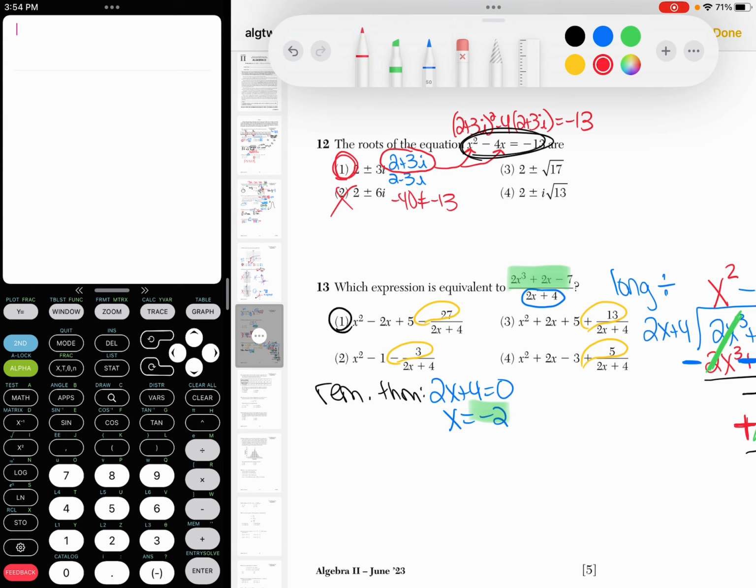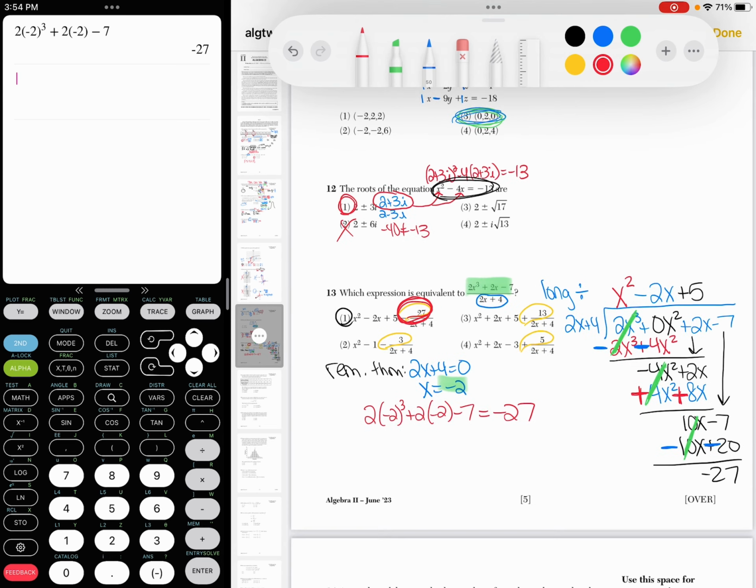So everywhere I see an x, I'm going to put a -2. So my expression is 2x to the third. I'm going to do 2 times -2 to the third plus 2x, so plus 2 times -2 minus 7. So when I type that in, I get the remainder, which was -27. So just by doing that quick remainder theorem, I find the remainder was -27, and this was the only answer with a remainder of -27. So it would have to be choice 1.